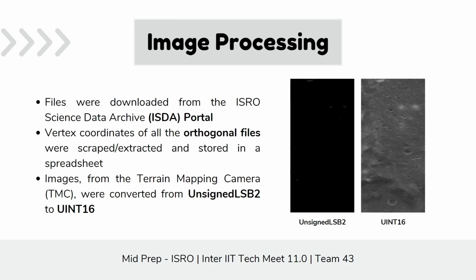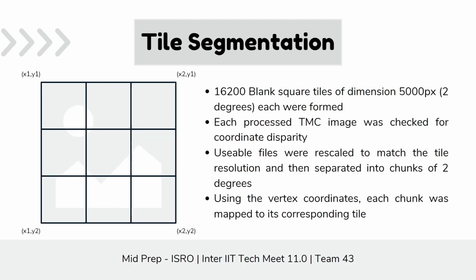Using PDS4 Viewer, we were able to visualize the file, but only one at a time. We then proceeded to construct an algorithm that was able to convert every TMC TIFF file into a TIFF file with the data type of unsigned 16-bit integer for easier processing. Next up, we created 16,200 blank TIFF files having a resolution of 5,000 pixels per 2 degrees of the lunar surface. Now only the TIFF files without vertex coordinate disparity were chosen. That is, only those files that had their correct coordinates in the form as shown in the figure were chosen.